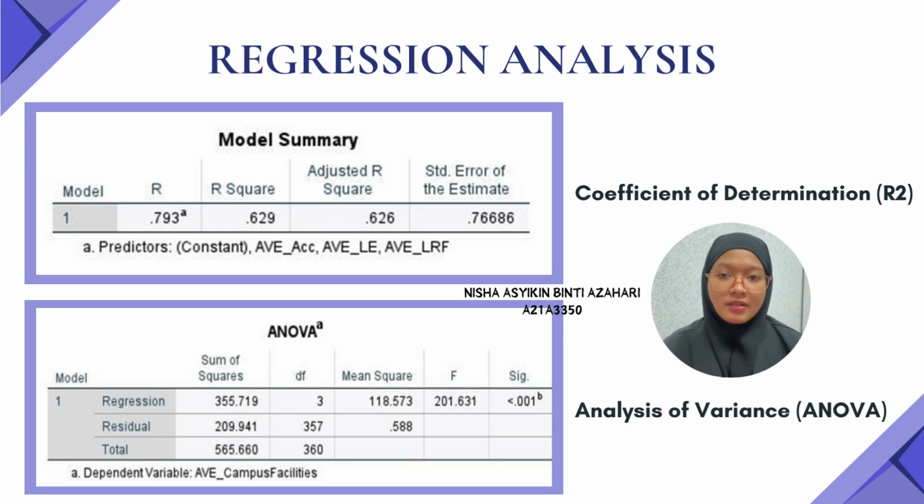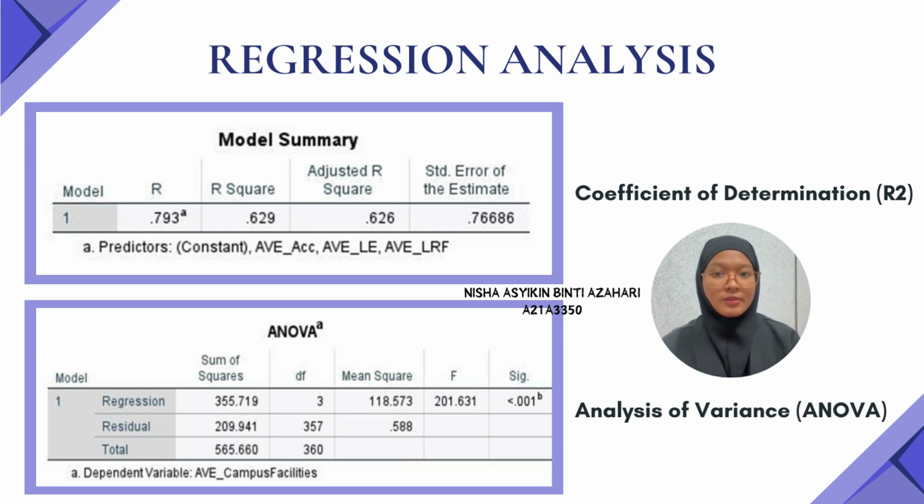I will explain about the multilinear regression analysis. There are 3. First, coefficient of determination, R2. As the table shows, R2 for this model is 0.629. Thus, 62.9% of the campus facility among students of University Malaysia Kelantan can be explained by the 4 independent variables, which are campus facility, learning environment, limited recreational facilities, and accommodation.